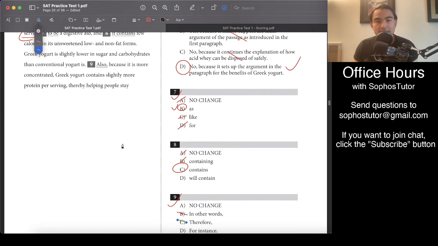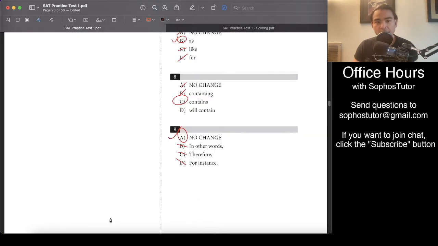For instance, is this an example of an idea in the previous sentence? No, it's not an example of being slightly lower in sugar and carbohydrates. These are both descriptions. So I'm going with 9A. Okay.